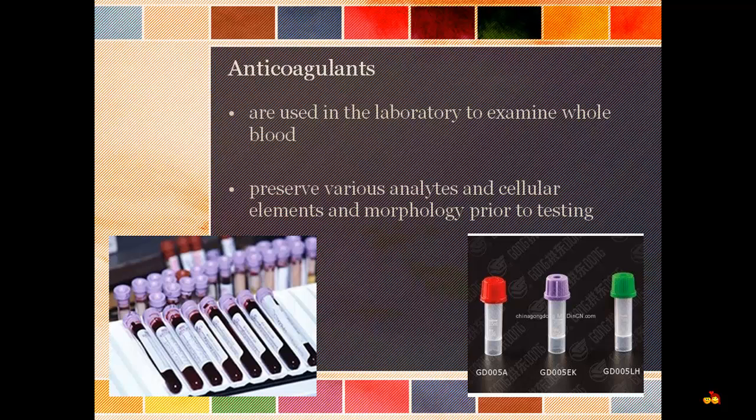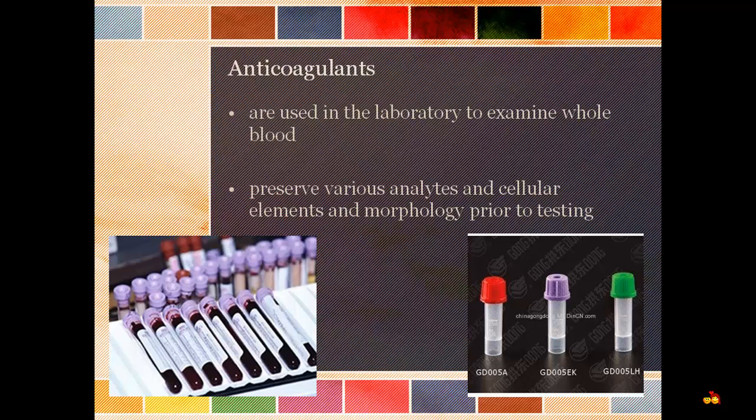Our anticoagulants preserve various analytes and cellular elements and morphology prior to testing. Therefore, our anticoagulants have the capacity to stabilize our blood even when taken out of our system. Normally, without anticoagulant, our blood, when taken out of our system, will clot and consequently start to disintegrate. But with the help of our anticoagulants, the morphology of our cells will be preserved for some time. So even if our testing is somewhat delayed, it is still possible because our cells are stable and preserved, thanks to the action of our anticoagulants.